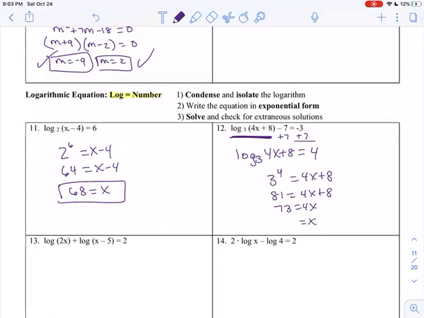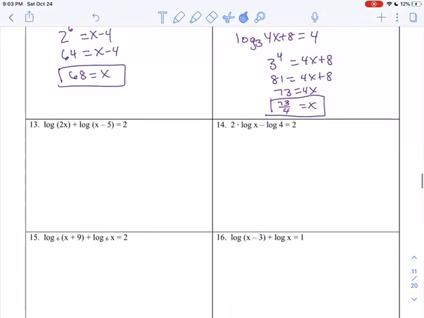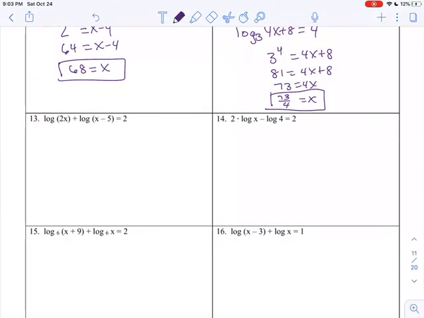3 to the 4th is 3 times 3 times 3 times 3. And I'm just solving this. I'm going to subtract 8. I'm going to divide by 4, and I do not get a whole number, so I'm just going to leave this as 73 over 4.